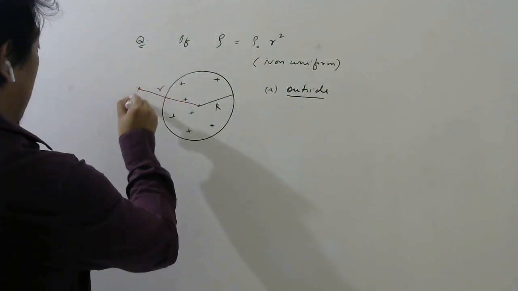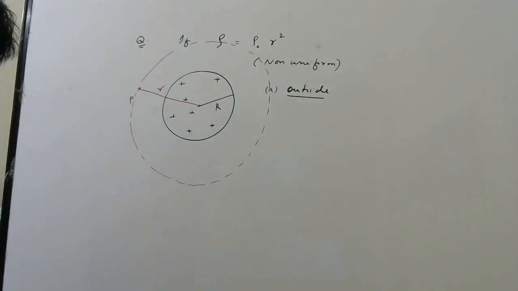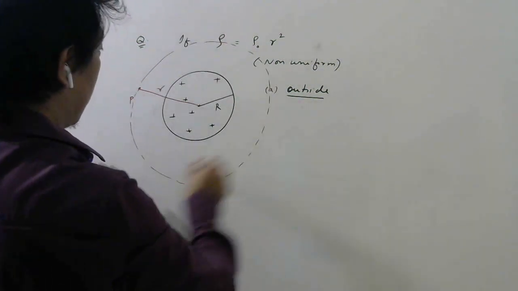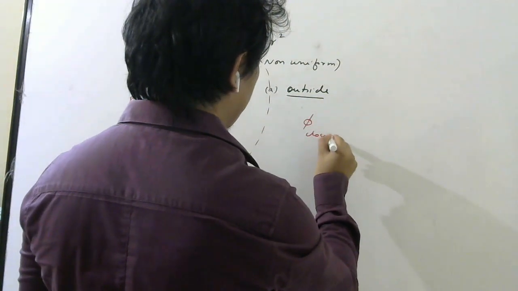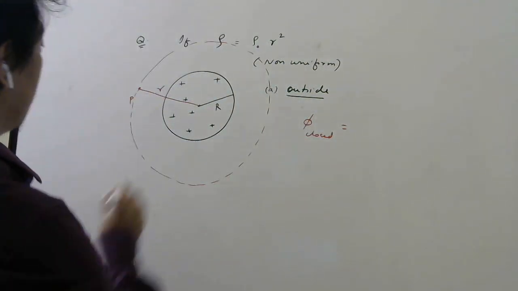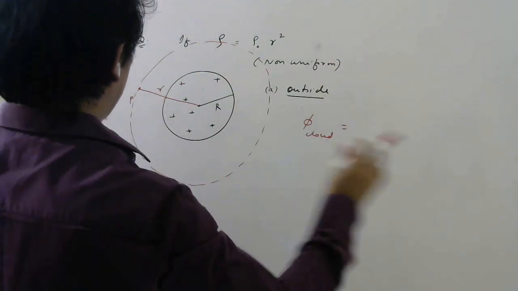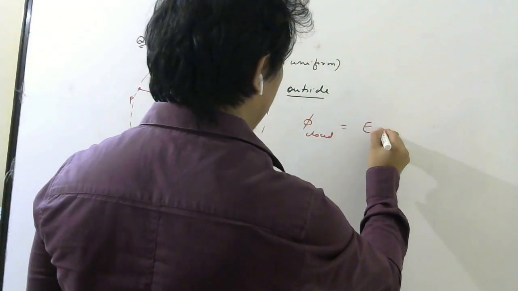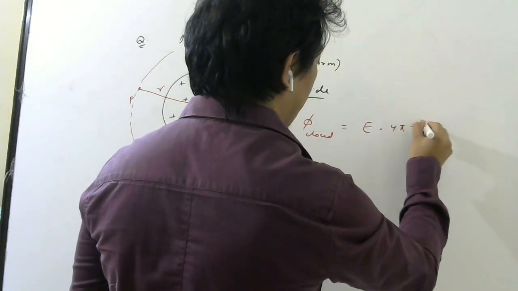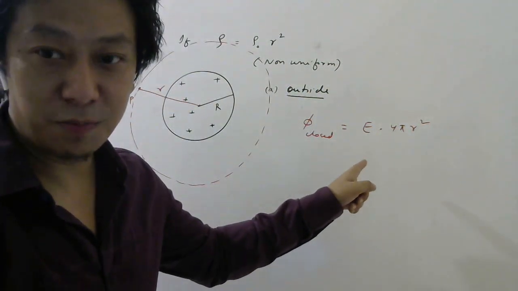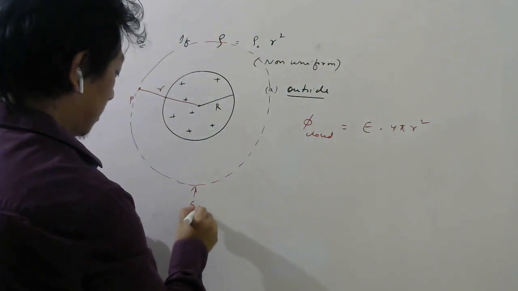So what do I do? I make a Gaussian surface, right? Once I make a Gaussian surface, which is a spherical surface with radius small r, I calculate the flux through the closed surface. That will be equal to how much? Since it is a spherical charge, the electric field will be radially outwards, right? And therefore I can simply write E into area of this. Area of this will be how much? 4 pi r square. Okay, this one we have discussed before also. So this is the electric flux through the Gaussian surface. This is my Gaussian surface.